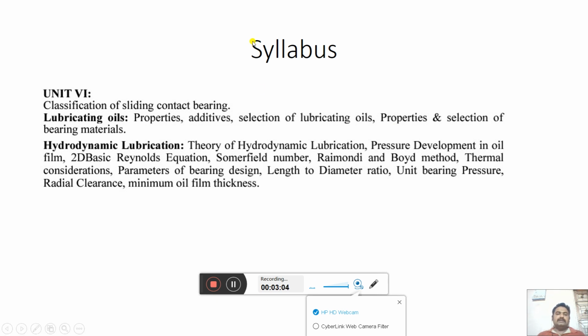So whatever things, from Sommerfeld number to the minimum oil film thickness, this contains formulas, and depending on this we have to solve the numericals. Thermal considerations also, so small formulas are there. We have to use those formulas. We have to find out how much temperature rise takes place in the lubricating oil. Fine.